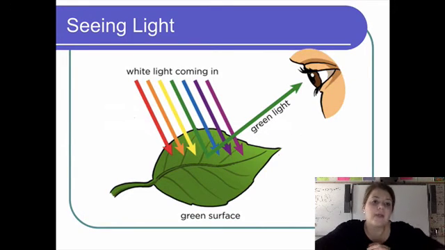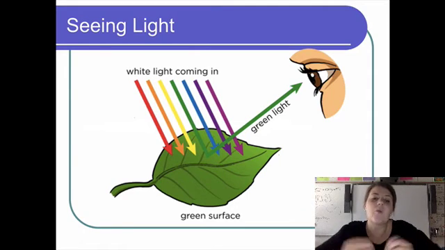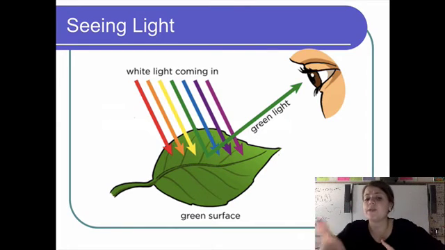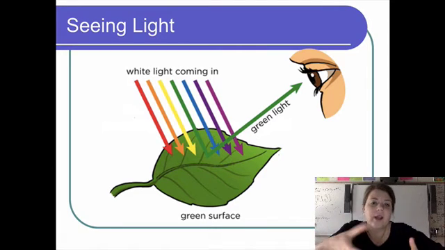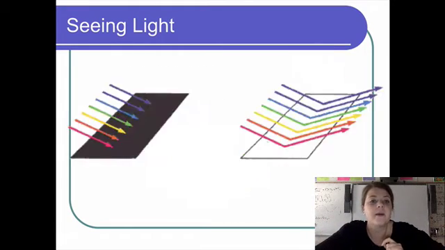So when we see light, what does this look like? When you look at something, you're actually looking at the color that is reflecting off of that object. White light comes in, and the object might absorb some of those different colors, and whatever is bounced off is what you're going to see. So, for example, this green leaf is green, okay? What colors does it absorb? It absorbs all but green. It bounces green off, and you see that in your eye.